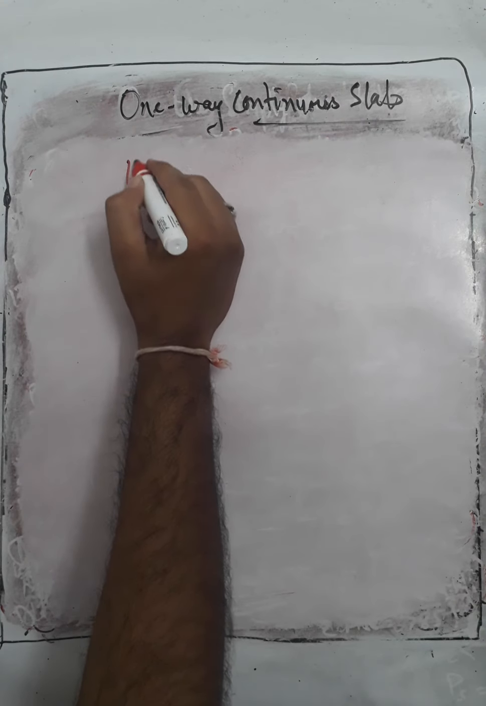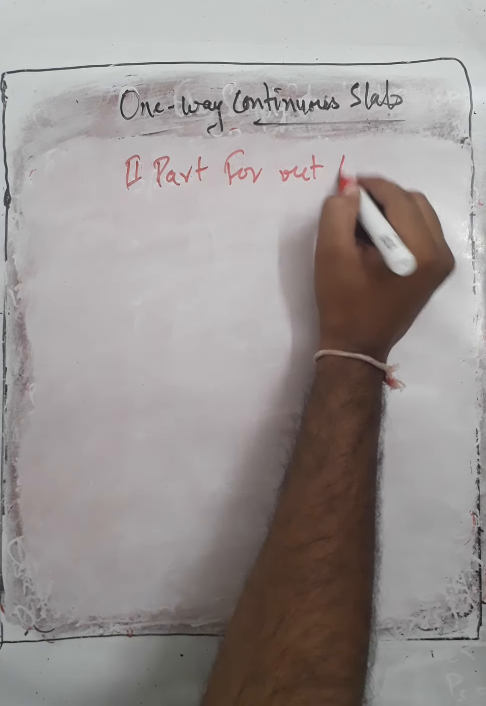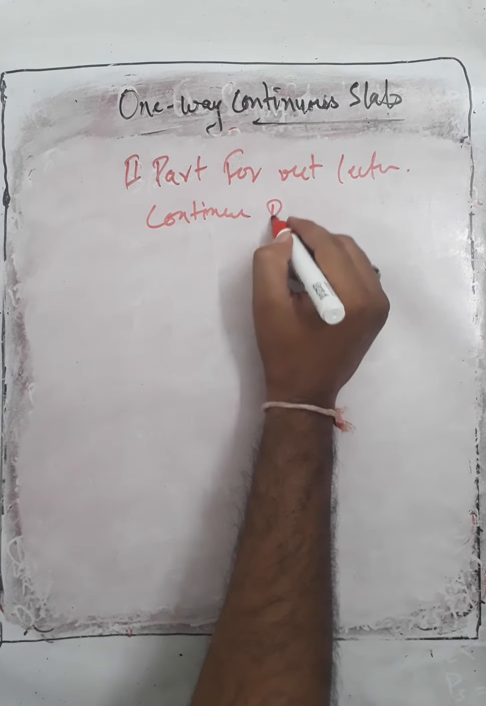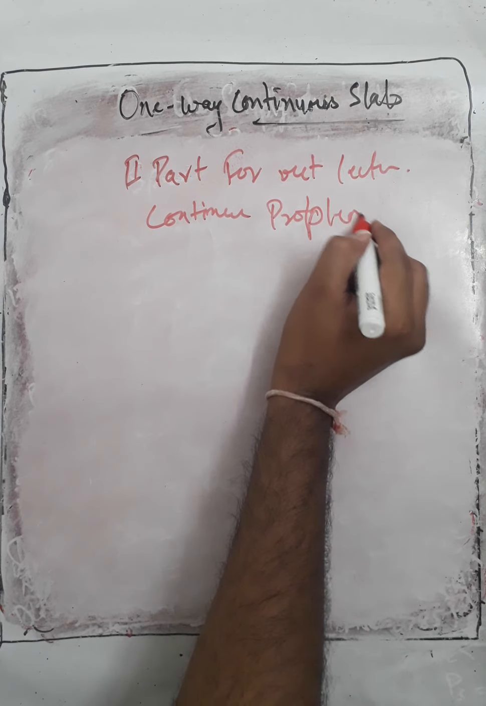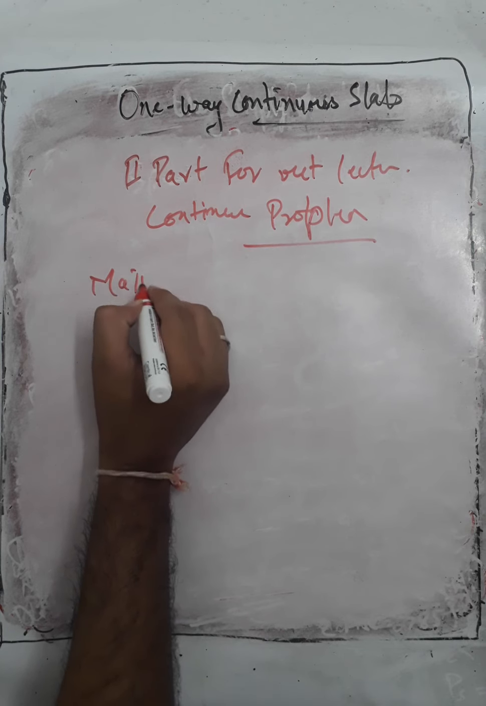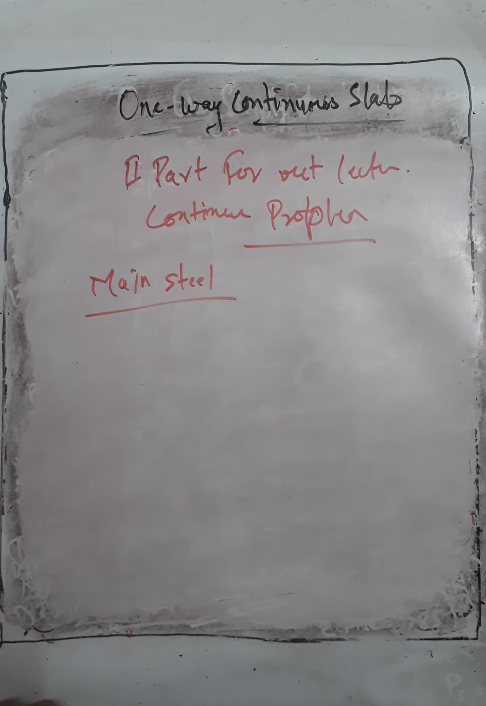This is our lecture number 41. In this lecture we continue the problem which we already discussed in our previous lecture. So I have made this second part for our previous lecture. In our previous lecture you have seen we found the main steel. So in this lecture we have to continue with the distribution steel.